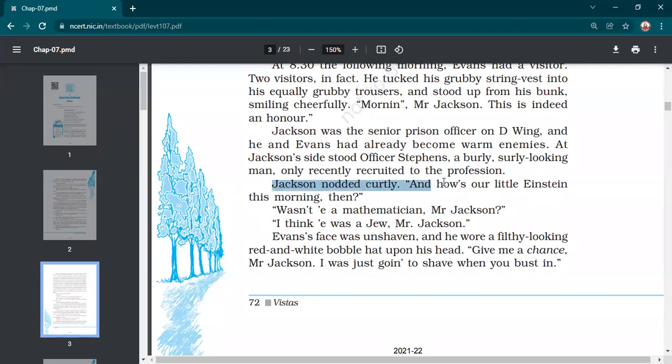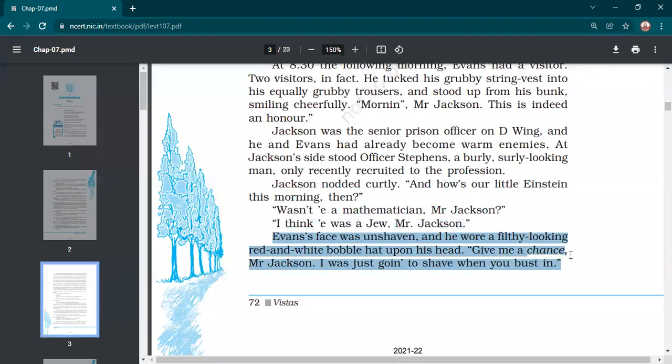And Jackson nodded curtly. "How's our little Einstein this morning?" Why is he calling Evans little Einstein? Because Einstein is known for his knowledge, scientific temperament and ideas. Similarly, Evans is also very well known for his ideas and creativity for running away. Maybe it is for a wrong purpose, but he's addressing him as little Einstein. "Wasn't it a mathematician, Mr. Jackson? I think he was a Jew, Mr. Jackson." So this conversation is going on between Evans and Jackson. Now continue.